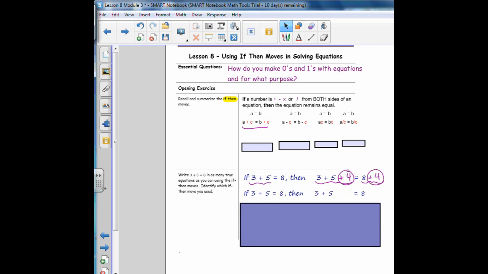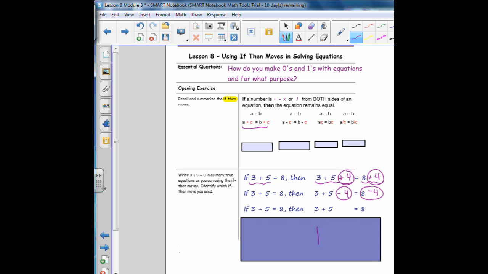If 3 plus 5 equals 8, you can use the subtraction property of equality and subtract 4 from both sides of the equation, and they will remain equal. So 3 plus 5 minus 4 is 4, and 8 minus 4 is 4, and that's the subtraction property of equality.